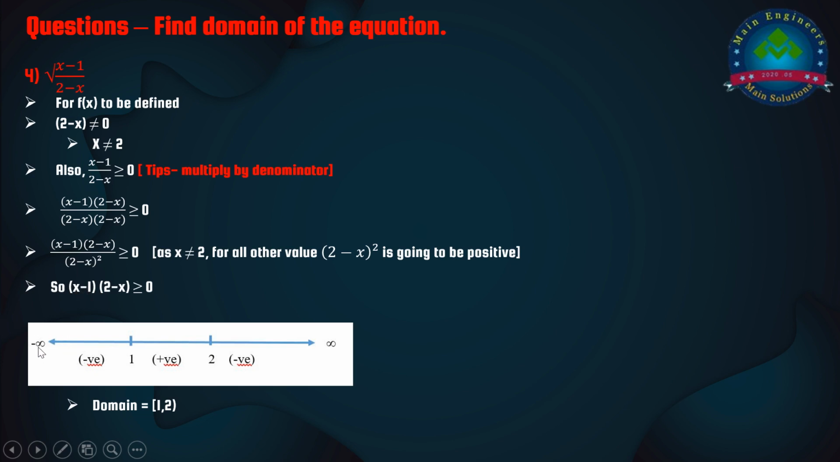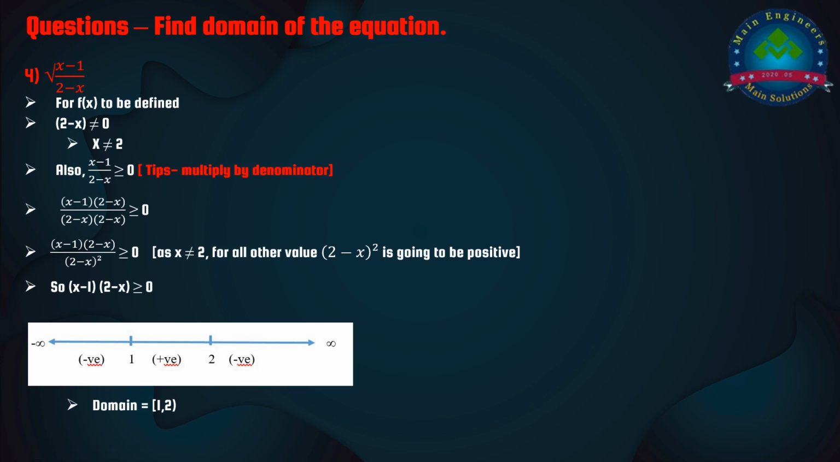So let's draw a graph. To solve this kind of inequality, we always have to draw a graph. Let's draw a number line from minus infinity to infinity, and then cut the interval at the values where the expression is going to be 0. So in this equation, at x = 1 and x = 2, the expression is going to be 0. So we just cut the interval at 1 and 2. So our intervals will be from minus infinity to 1, 1 to 2, and 2 to infinity.